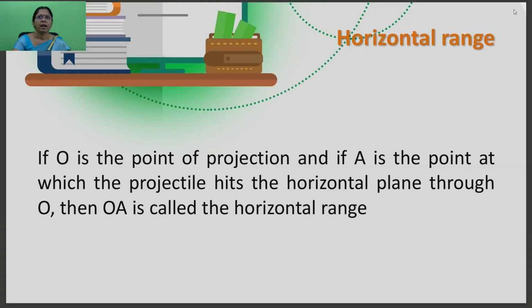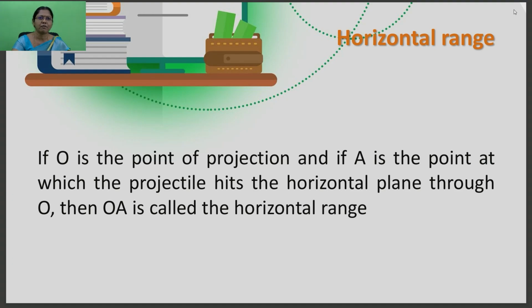Another one is called the horizontal range. What is a horizontal range? We are at a starting point, and from that point we are throwing an object, and that object hits the ground at the point, say A. That OA, which lies on the same horizontal plane, is called the horizontal range.